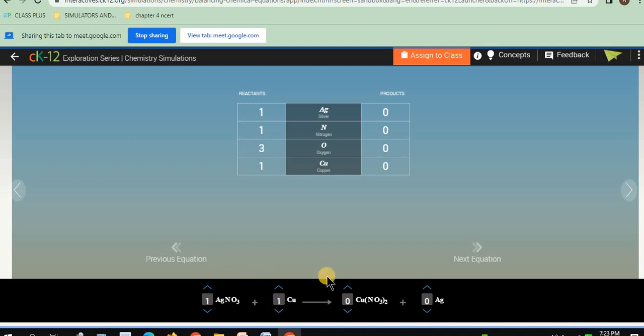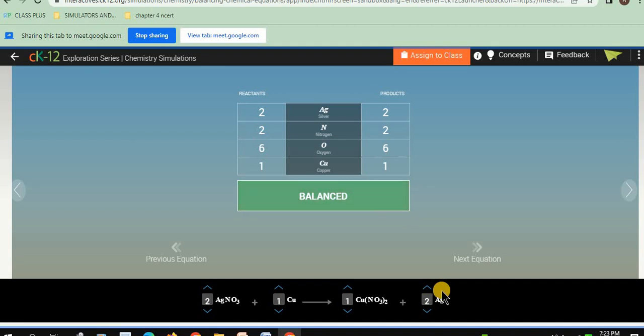Now, we'll use the same method which we used earlier. How many nitrate in the left hand side? 1. If we will make it 1 everywhere, so how many nitrate in the right hand side? 2. So shall we make it 2 nitrate here? Yes, sir. Now how many silver in the left hand side? 2. So shall we make it two? Balance. See the method.